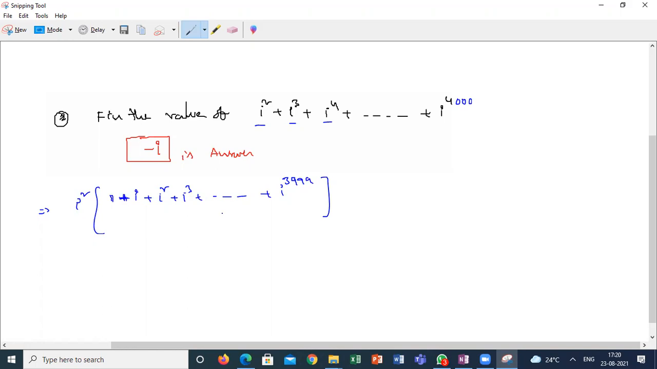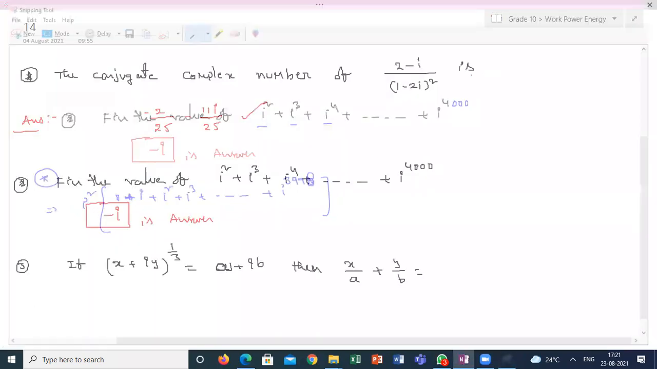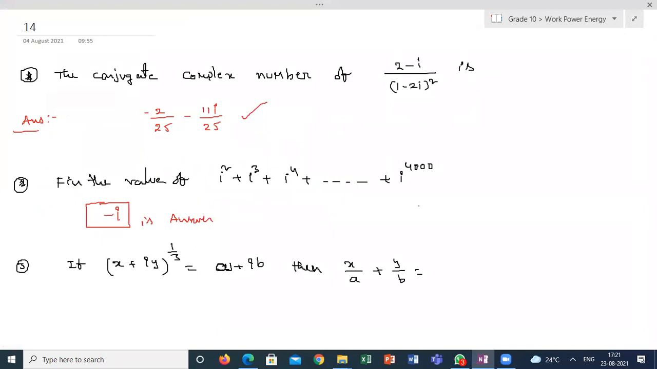Sir, isn't it i power 3998? 3998, correct. Yeah, just hold it. This process I will explain after the Argand diagram. As of now, you just go with the previous method. Another method is there. I will explain it after completion of the complex numbers. As of now, you hold it.